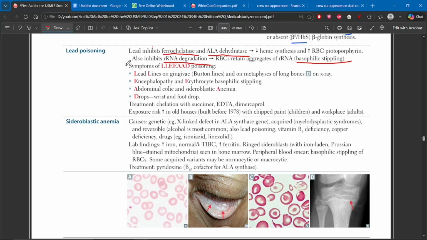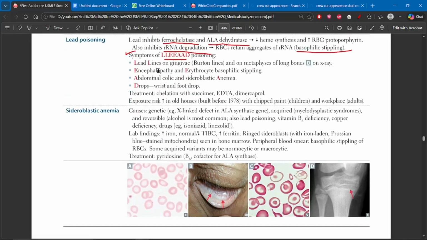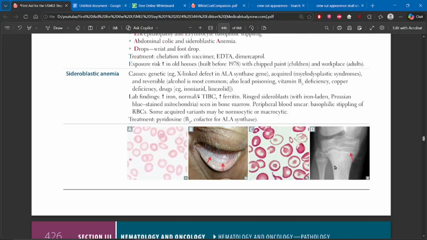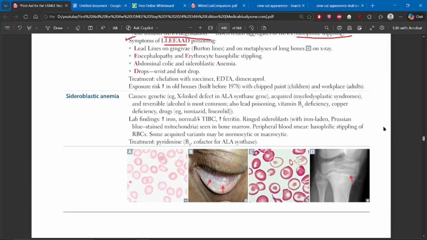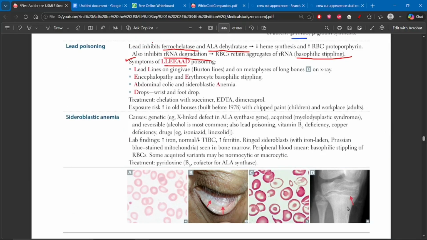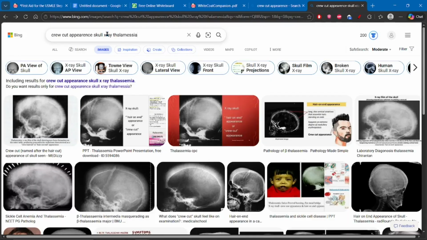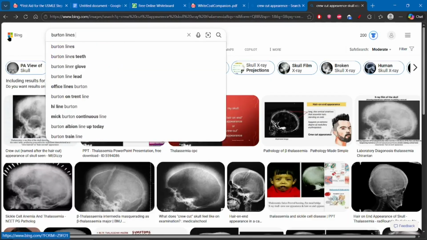There is a mnemonic that you can remember, which is known as LEAD in itself. And this shows us the clinical presentation of the patient. It can present as lead lines on the gingiva, which are known as Burton's lines, and on the metaphysis of long bones. So this is the Burton line, as you can see. There is the arrow. It can be visualized by this as well. They don't expect you to just recognize it by the picture, so they're also going to give us a clinical case. But you have to know. So lead lines on the gingiva, I think we could see them.